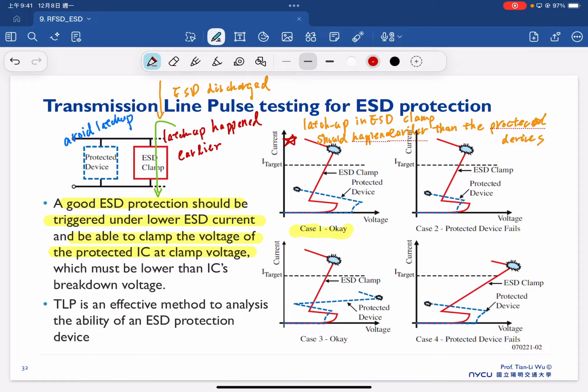And then these are the several different scenarios here. The second one, case 2, will be the protected device failing, because the protected device will latch up earlier than the ESD clamping. So these are the 4 different scenarios. You can look them up later by yourself, and consider how we make sure that our ESD clamping is good for the ESD protection. TLP is an effective method to analyze the ability of an ESD protection device.